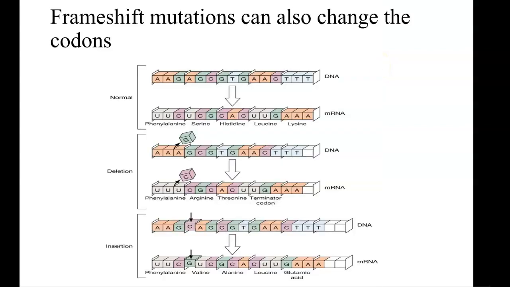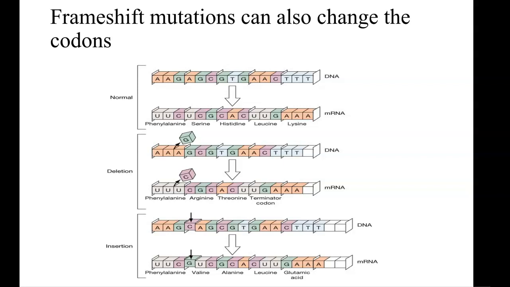So if we took a look at an actual example, if you take a look at the normal DNA code and codons, up top we've got our DNA code and we're getting codons. These codons are going to get us the sequence of amino acids: phenylalanine, serine, histidine, leucine, and lysine. So in that second block, now we're going to remove that guanine. We're going to take out that nucleotide. This is a simple deletion.